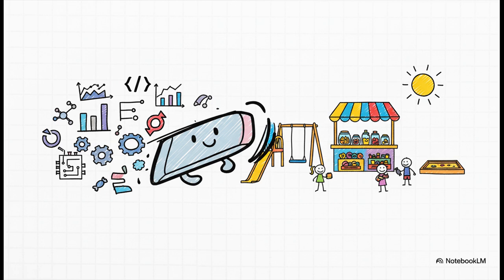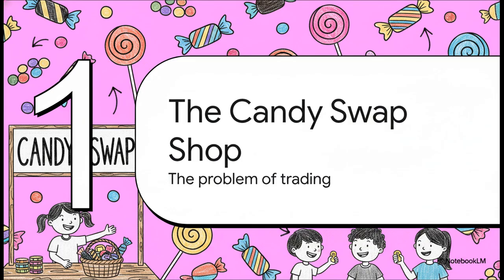So forget all the technical jargon for a minute. We are heading back to the playground at recess. So let's talk about the candy swap shop. Picture this. You're a kid, it's recess, and the biggest thing going on is trading candy. I mean, it's the original stock market, right? But there's a big problem.